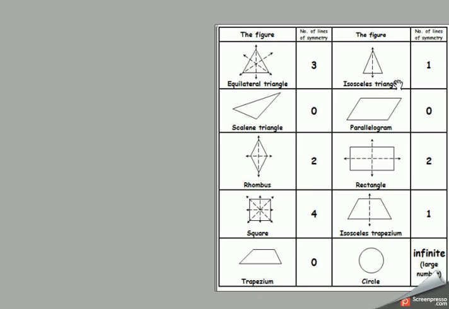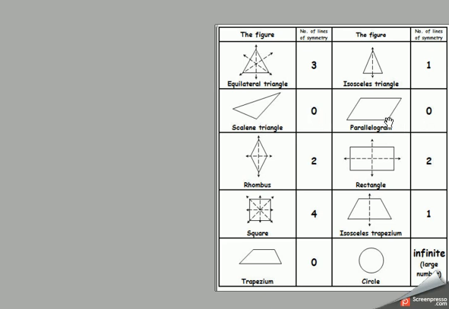This is an isosceles triangle. How many lines of symmetry? 1. This has 1 line of symmetry. Can I draw a line of symmetry here? No, because we want the two halves to cover each other completely. A scalene triangle has 0 lines of symmetry.